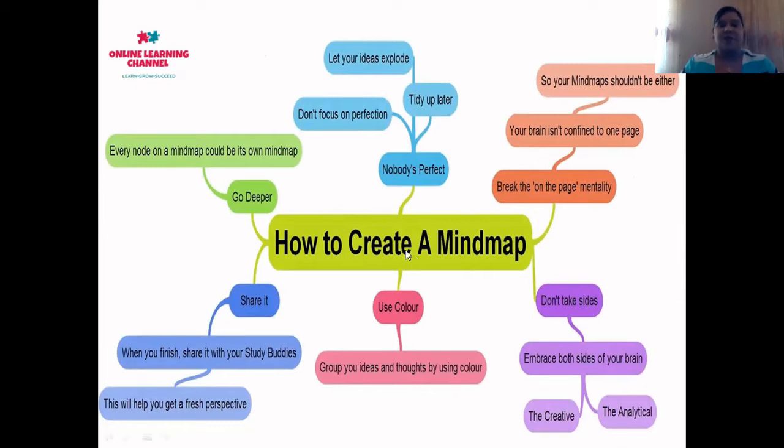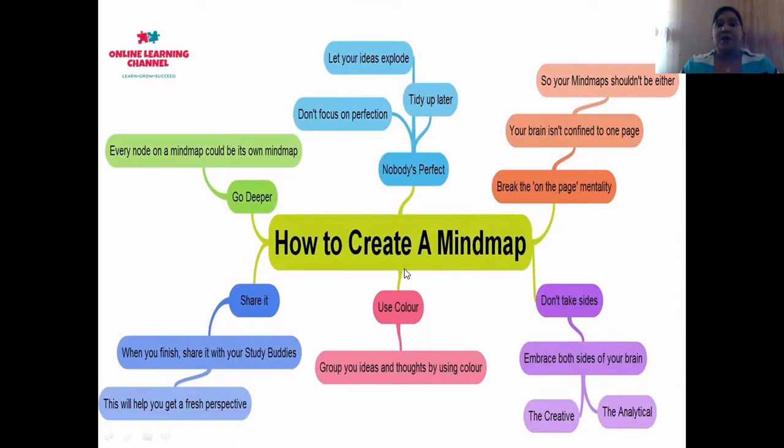So in the central part, you'd have the topic how to create a mind map, and you'd have branches going out. For example, nobody's perfect. Don't focus on perfection. Tidy up later. Let your ideas explode. Break on the page mentality, which means don't worry about just being on the page. Break out of the box. Make sure your brain isn't confined to one page. So mind maps shouldn't be either. In other words, as I mentioned in the book, break out of the box.